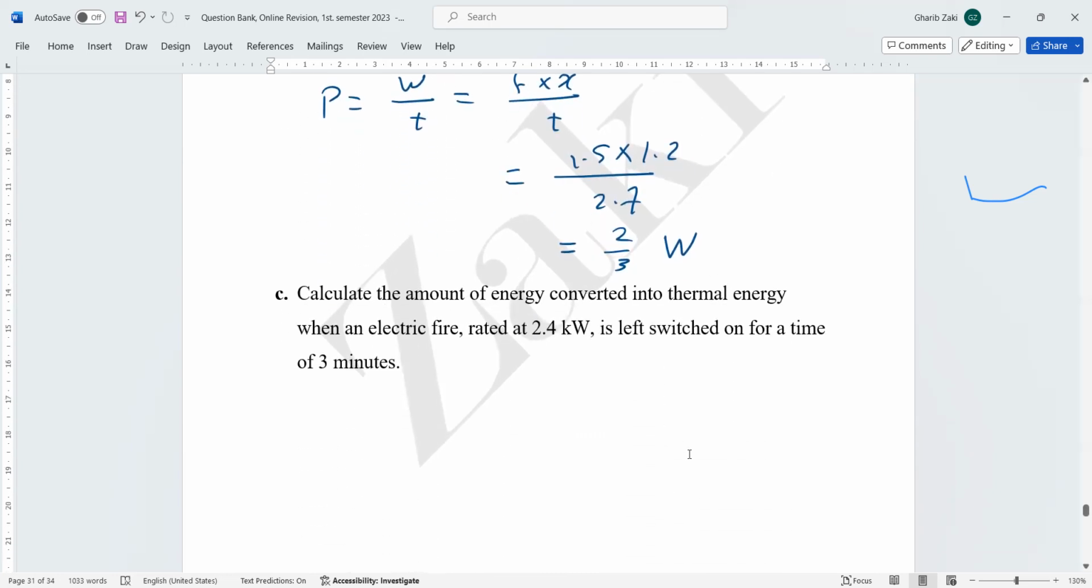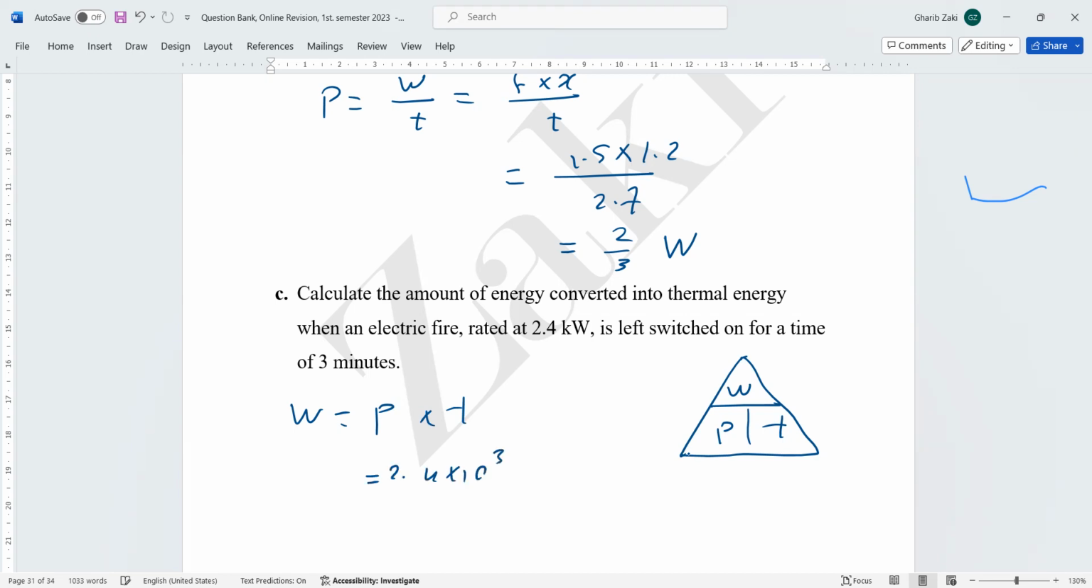Next question. Calculate the amount of energy converted. Remember, we can use this triangle here: the energy, the power, and this is the time. So the energy equals the power multiplied by time. Here we have the power in kilowatt. We convert to watt by multiplying by 1000, 10 to the power 3. And the time here is 3 minutes, so we convert to seconds by multiplying by 60. Then the answer is 4.32 multiplied by 10 to the power 5. The unit is.